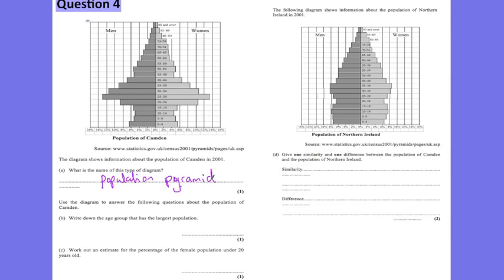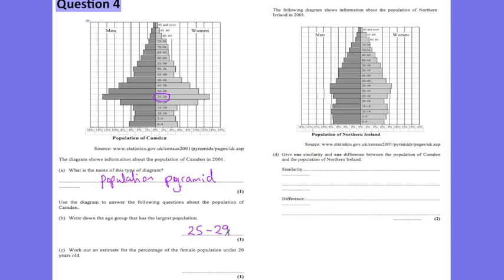Using the diagram to answer the following questions about the population of Camden. Write down the age group that has the largest population. The age group with the largest population is the age group that has the biggest bar. The largest bar, the highest percentage. We can see here that our 25 to 29 category is the longest here, the biggest, the highest percentage for women, and the same here for the men's side. So this here is the age group that has the largest population.